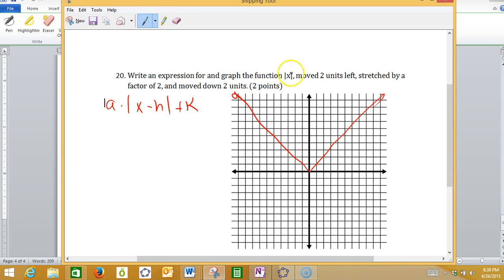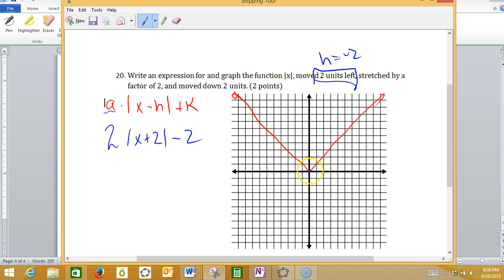So let's see here. It wants to move 2 units to the left. H is a -2 then. So x minus a -2 gives us an x plus 2. It's going to be stretched by a factor of 2, so a must be 2. And then it's going to move down 2. So there's our expression, right?